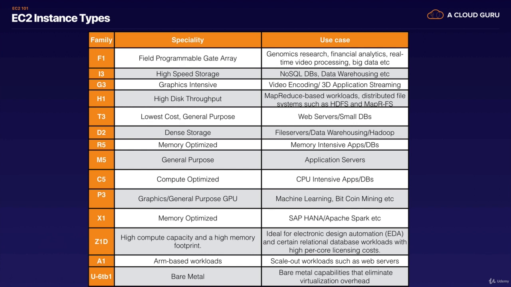We then have our Z1D, these are high compute capacity and high memory footprint, and they're ideal for electronic design automation, so EDAs, and certain relational database workloads with high per core licensing costs. We then have our A1s, these are ARM-based workloads, and this is useful for scale-out workloads for things like web servers. ARM is just basically a cheaper type of CPU, so it's useful for ARM-based workloads. We then have our U6TB1, and these are used for bare metal.